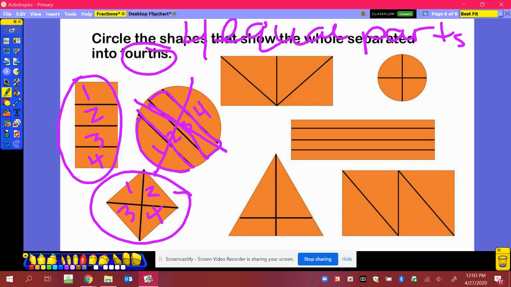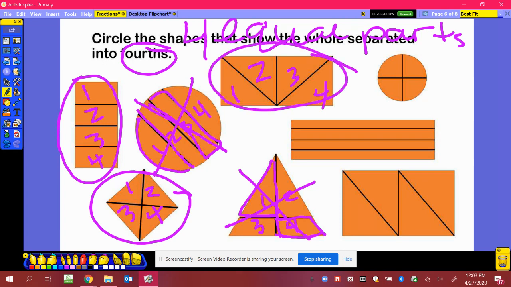Same thing with this triangle down here. There are 4 pieces, but look, we have a triangular shape down here, piece number 1. But if you look at piece number 4, that's a trapezoid. That's not a triangle. So these pieces are not equal. Look at the top rectangle. Yes, there are 4 equal triangles inside of the rectangle whole. So we'll circle that one.